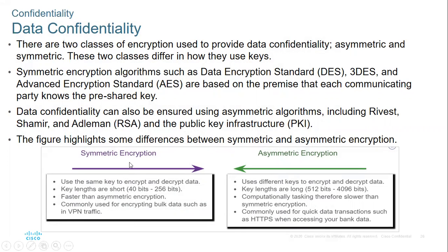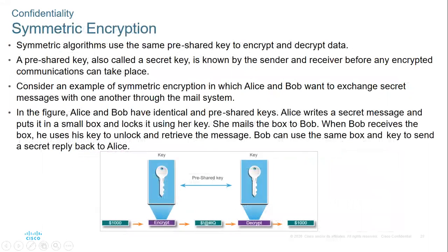So you can see here, symmetric uses the same key, with key length from 40 bits up to 256 bits. This is faster than asymmetric encryption, and it is commonly used for encrypting bulky data. Asymmetric encryption uses different keys. This is the key length, and you can see this is very, very long. Asymmetric is slower, and it is commonly used for quick data transactions.